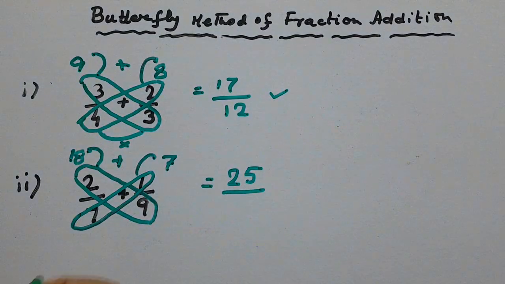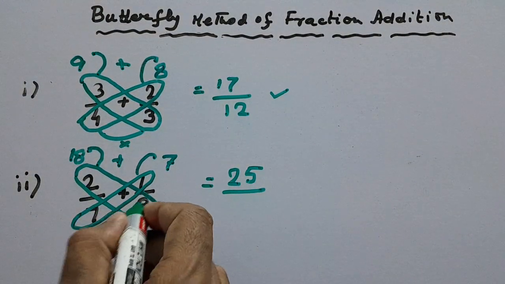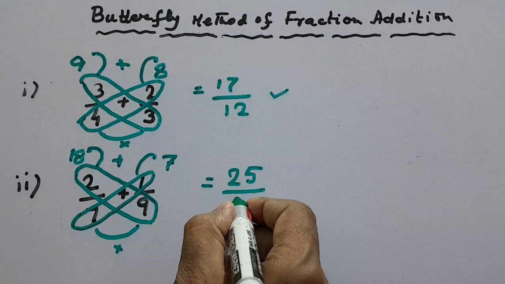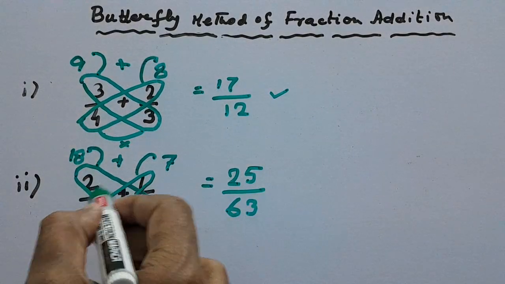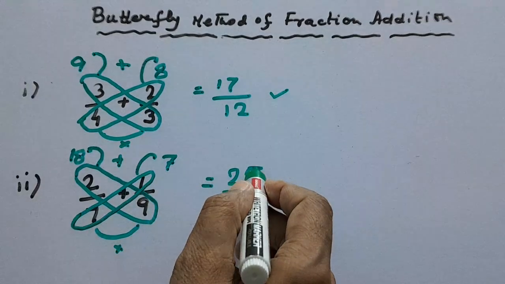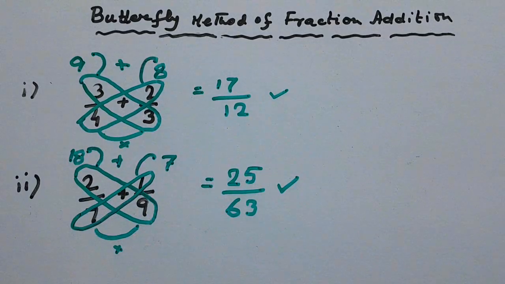And in the denominator, we will multiply these two numbers. So 7 times 9 is 63. Therefore, this sum is equal to 25 divided by 63. So this is the answer.